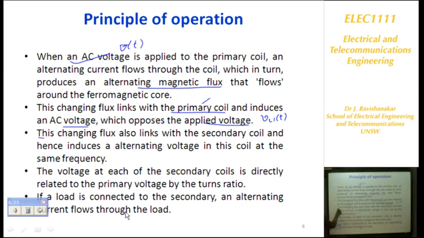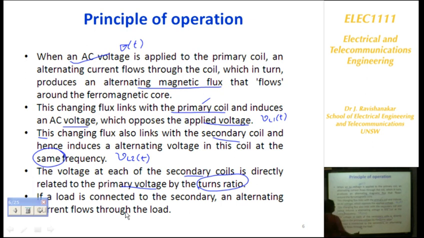Now this changing flux also links with the secondary coil and hence induces an AC voltage in the secondary coil, and this takes place at the same frequency. This process is called electromagnetic induction, and this voltage is VL2(t). You can have as many secondary coils as you want, and the voltage at each is related to the primary voltage by something called the turns ratio. The voltage induced on the secondary coil depends upon the number of turns in the secondary coil compared to the number of turns in the primary coil. That ratio between the number of turns of the primary and the secondary coil is called the turns ratio.